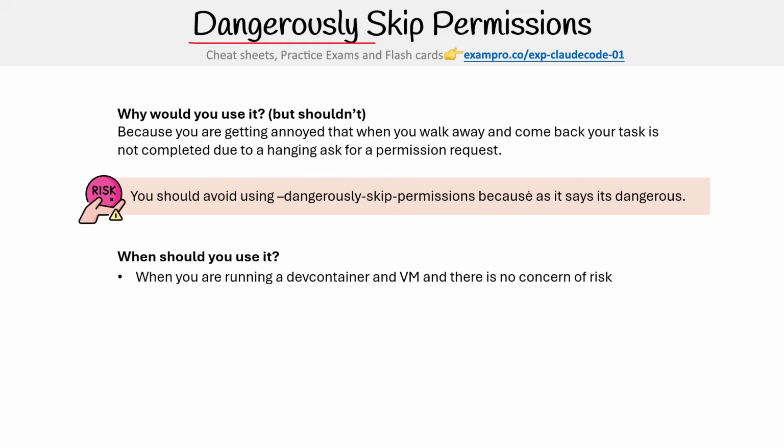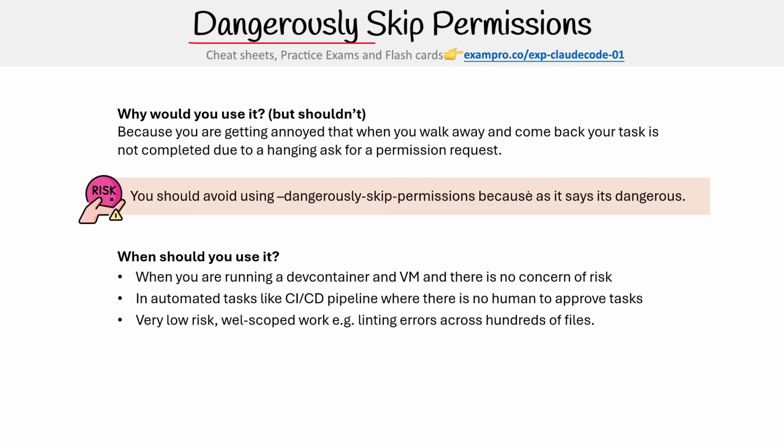So when should you use it? When you are running a dev container in a VM and there's no concern of risk, you know exactly what it's doing, and it's hands off. It's in an automated system like a CI/CD pipeline, and hangups are going to cause you issues. It's very low risk stuff, well scoped. You know exactly what it's doing. It's linting errors across hundreds of files. It shouldn't be deleting files, right?